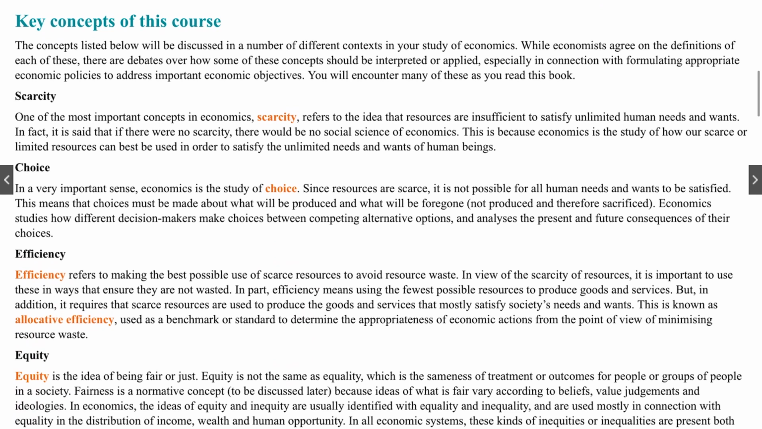So the key concepts are very important when it comes to your IA later on. I will just briefly go over them since you will use them or become more familiar with them later on. So the first one is scarcity, which refers to the idea that resources are insufficient to satisfy unlimited human needs and wants. So this means that for example, there aren't enough goods in the world to satisfy all of us.